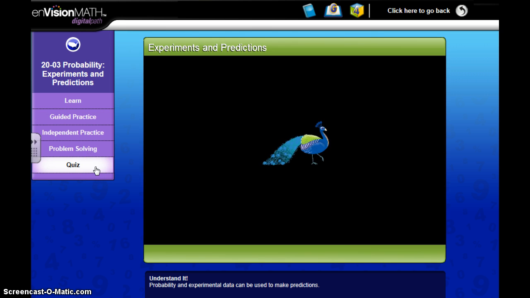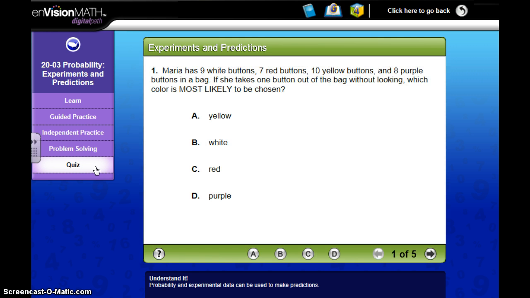Let's take a look at some questions that we can use to practice today to make sure we understand this concept. Maria has a bunch of buttons.